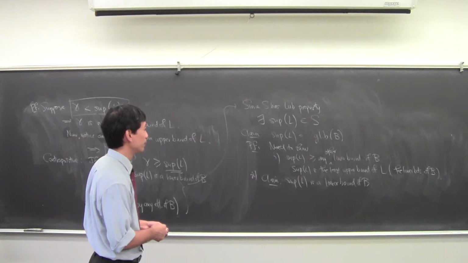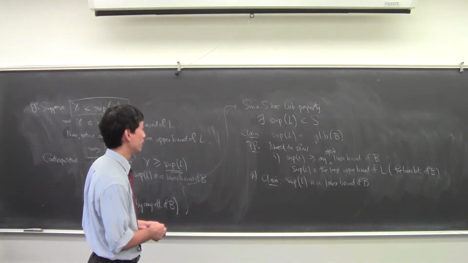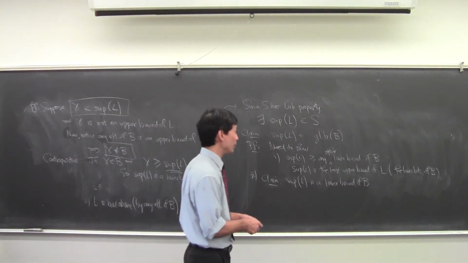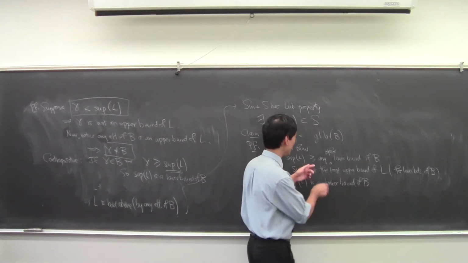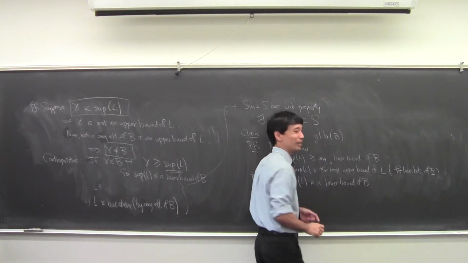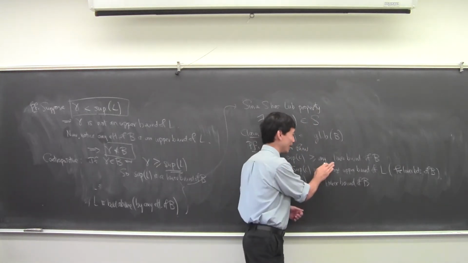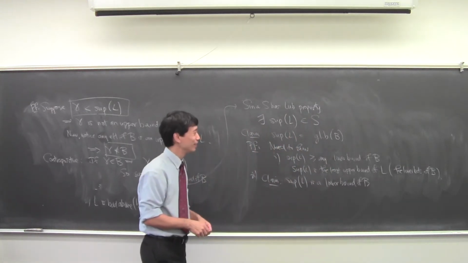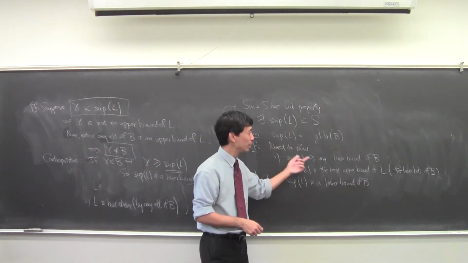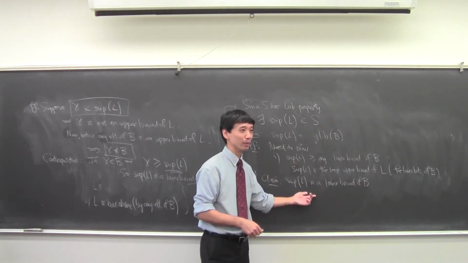So aren't we already kind of assuming that the supremum of L is in fact a lower bound of B? No, just that it's bigger than all the lower bounds. Sorry, is that better? Okay. Yeah, the wording is bad, very bad. We need to show that it's bigger than any lower bound and that it actually is a lower bound.